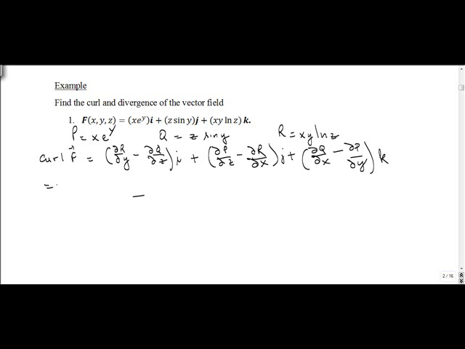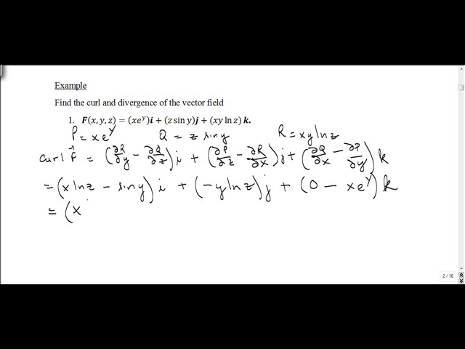Okay, so let's find these partials. Partial R with respect to y is x natural log of z, minus partial Q with respect to z is sine y, that's i, plus partial P with respect to z is 0, minus partial R with respect to x is y ln z, times j, plus partial Q with respect to x is 0, minus partial P with respect to y is x e to the y, times k. So we just simplify it.